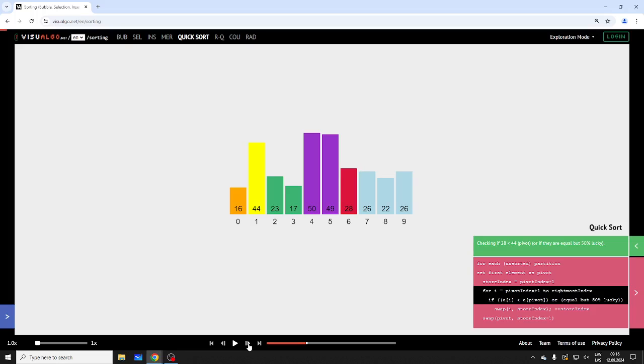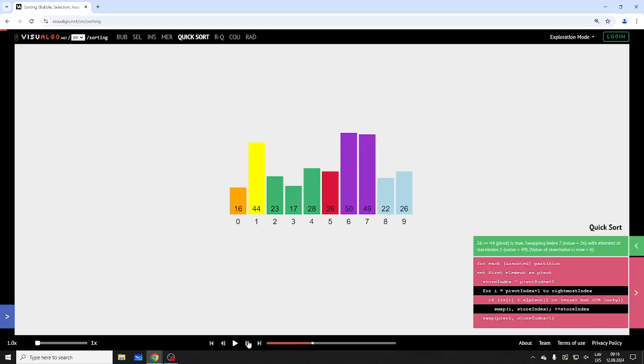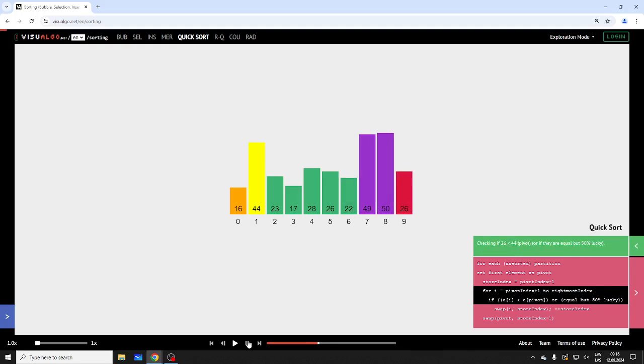28, what's going to happen? Swap is 50, right? Yep. Okay. On 26, swap is 49. Yeah, you see? On 22, swap is 50 again. 26, swap is 49. Okay, and now the question is, what's the last operation left over? To swap 26 with 44. 44 and 26 are going to be swapped.